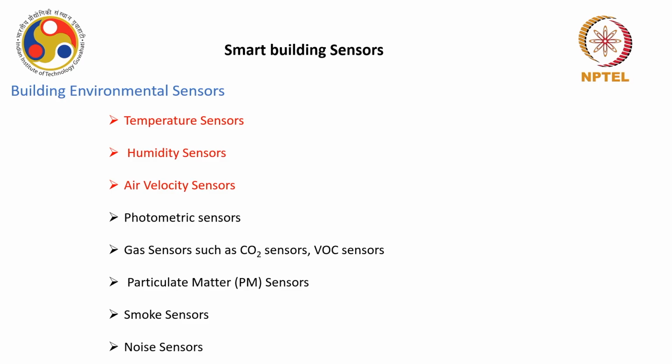In the previous class, we finished our discussion on the air velocity sensor. In this module, we have been discussing the sensors for the purpose of smart buildings. We have discussed the occupancy sensors, and we are discussing right now the building environmental sensors. We have talked about temperature sensors, humidity sensors, and air velocity sensors, and we thought that we will talk about photometric sensors in today's class. We will see some other types of sensors also, which are an essential part of any smart building.